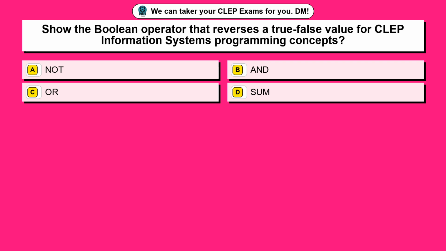Question 83. Show the Boolean operator that reverses a true-false value for CLEP Information Systems programming concepts. Option A. NOT. Option B. AND. Option C. OR. Option D. SUM. The correct answer is option A.